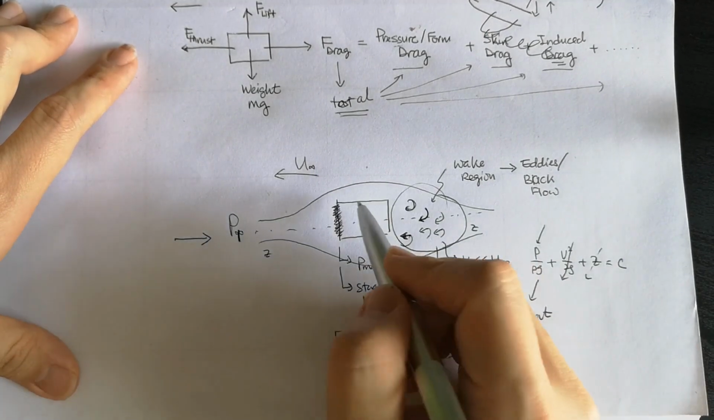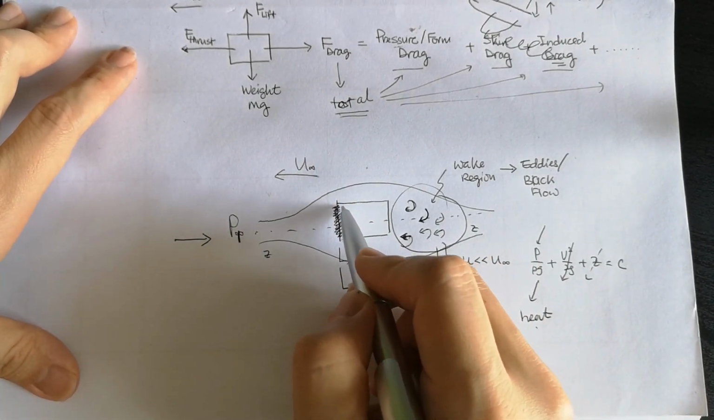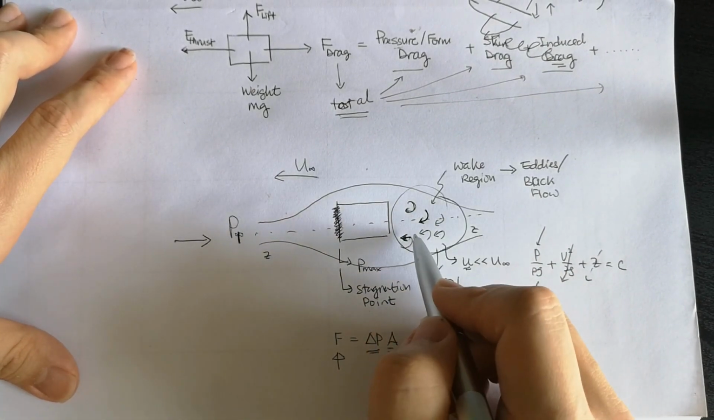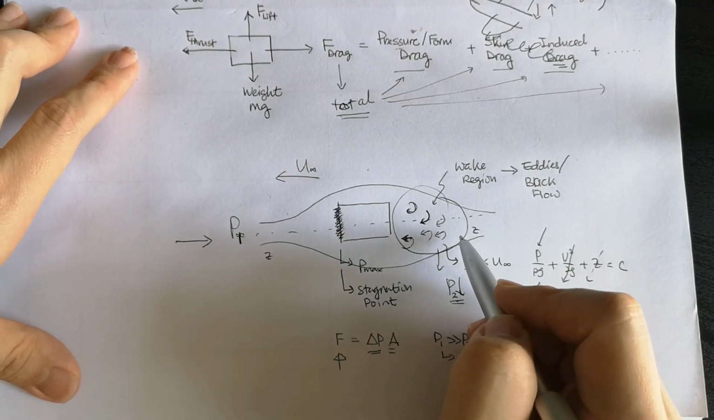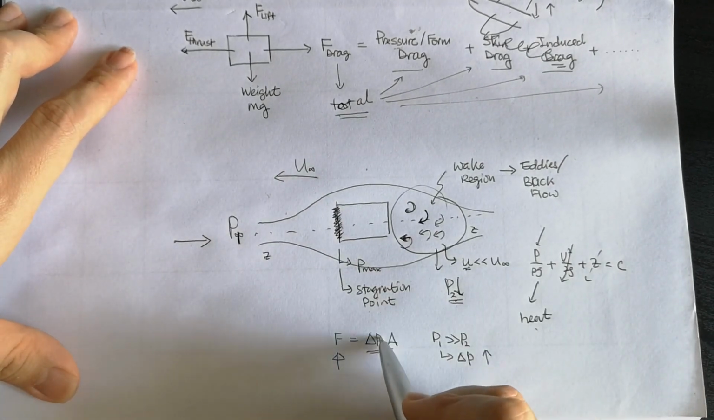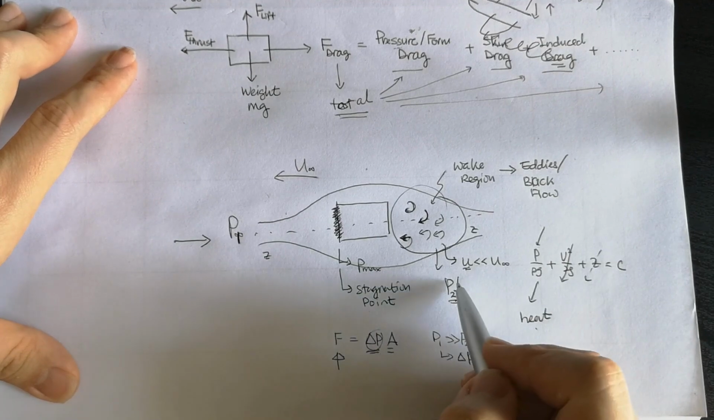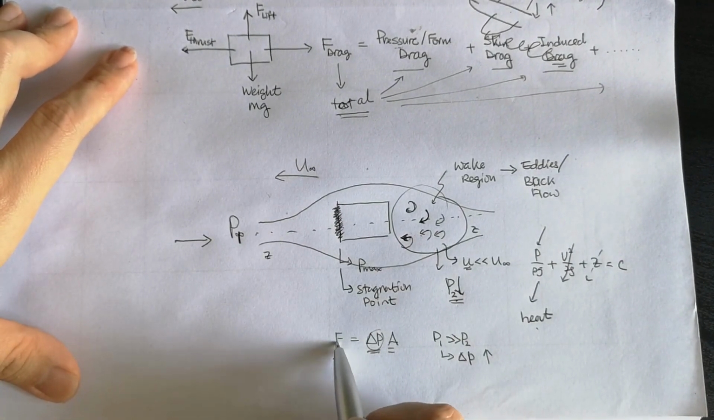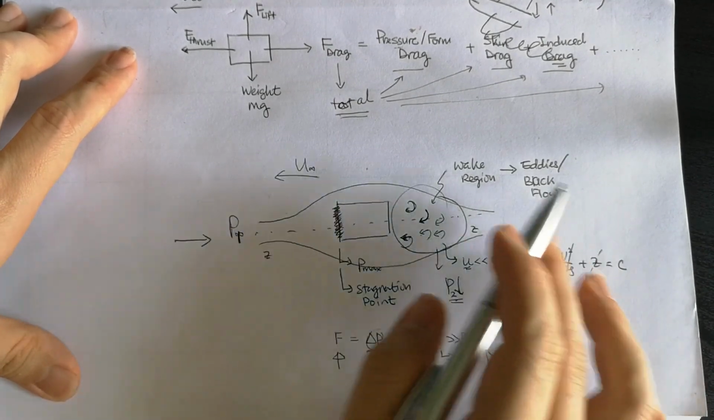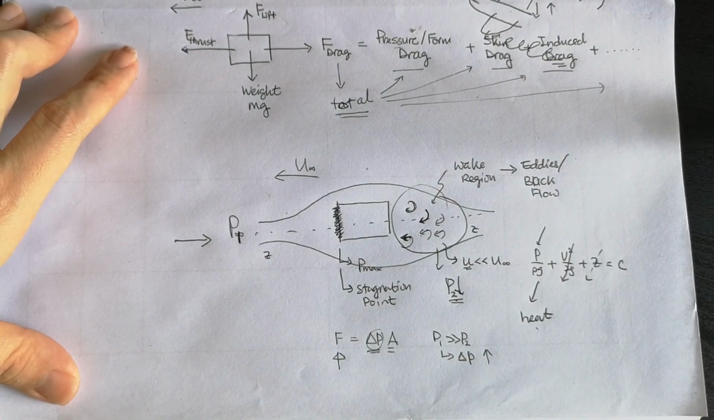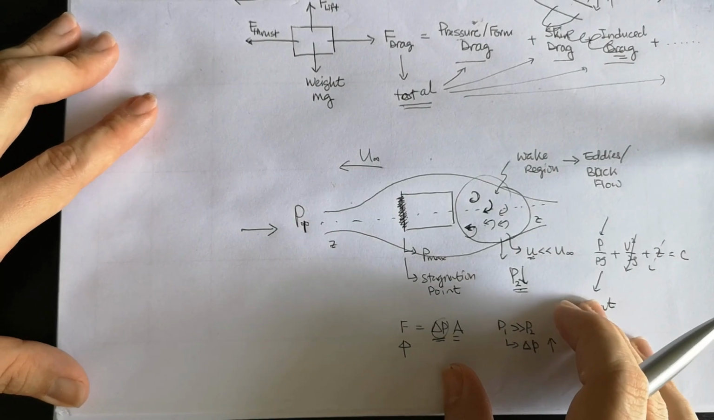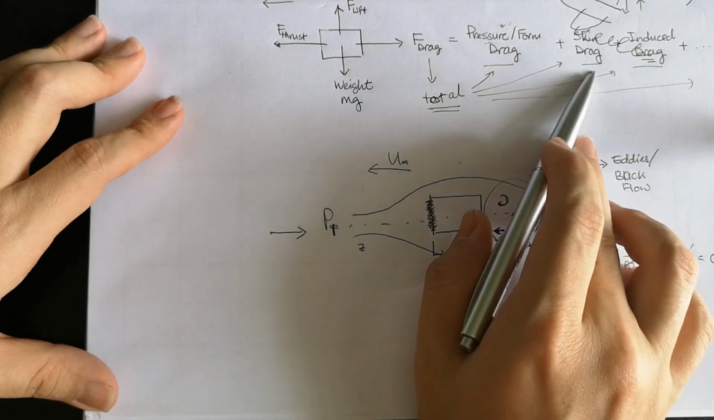In other words, when our object is not streamlined or the backflow region is very large, usually the change of pressure will become significant due to the pressure drop in the wake region, and therefore it contributes to our pressure drag significantly. So this is the concept of pressure drag. Now let's go to the second drag force, which is the skin drag.